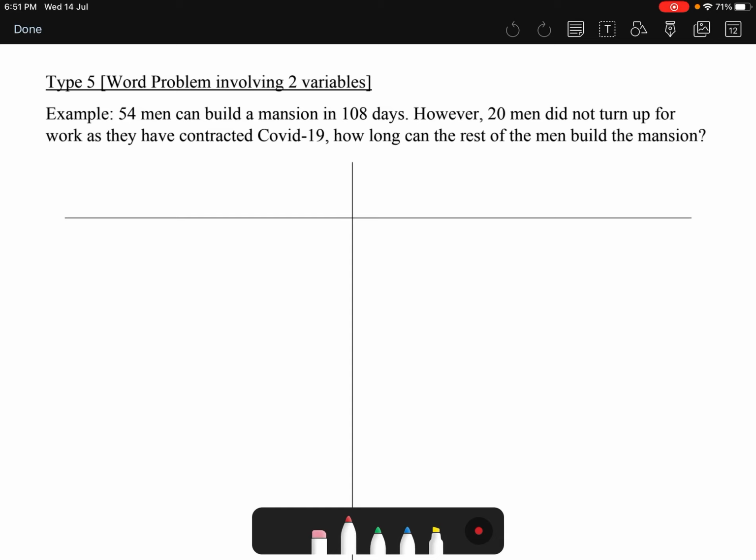So this word problem involves two variables. If you still remember the variables, our x and our y is what we call a variable. You can see my men is one of the variables, and my days is also a variable. The mansion is not a variable because I only built one mansion. Later we will see what to do when we are dealing with three types of variable.